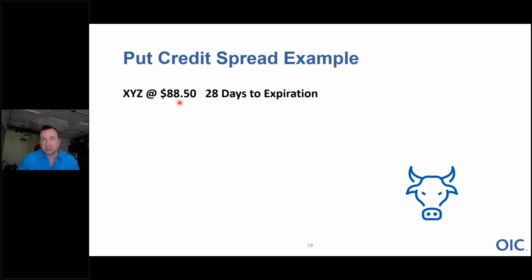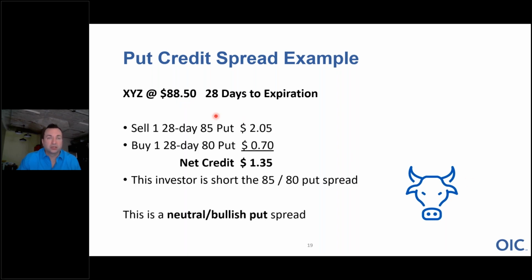I'm going to keep the same stock price, 88.5. I'm going to see that again later. For consistency, 88.5, 28 days to expiration, we're neutral to bullish, and we decide that we're going to sell a put spread. Looking at the 85 strike and selling that for $2.05, protecting that risk, buying the 80 strike put for 70 cents, and we have our net credit of $1.35. Again, probably entering this as one trade at one net credit amount of $1.35, executing both sides simultaneously.